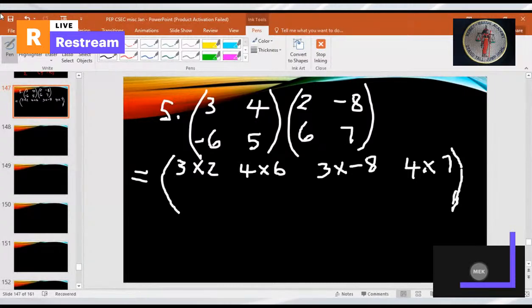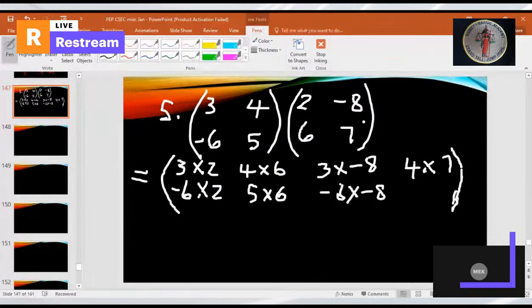Now we go to the second row, which is negative 6 times 2. So negative 6 times 2, 5 times 6. And then times negative 8, and 5 times 7. So if you notice, when you look at it, the 2 should line up. Make sure that you have a 2 and a 6 and a 6, negative 8, negative 8, 7, 7. Whatever number you have at the top should be the same number at the end. So whenever you reach this step, just do a quick glance and make sure you have them lined up properly.